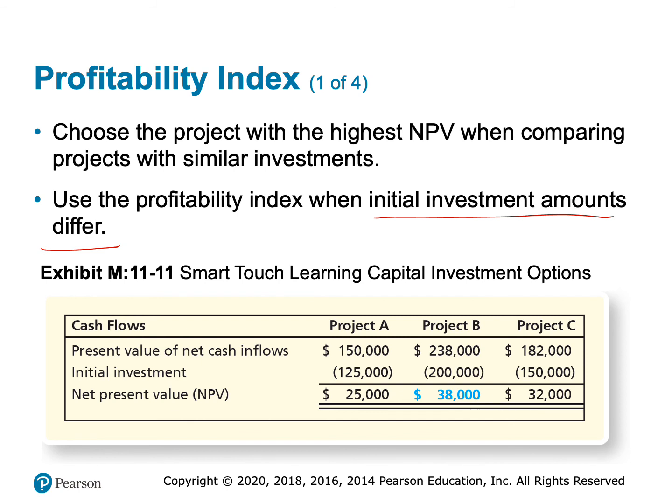But if the initial investment amounts are different, you can't just look at what the highest NPV is. You have to take it an extra step and calculate what's called a profitability index. So here we have 3 projects. Project A, which has an NPV of 25,000, Project B, which has an NPV of 38, and then Project C, which has an NPV of 32. So looking at this, I would think, oh, I want to accept Project B. It has the highest NPV. However, notice that they all have different amounts of initial investments, and since they have different amounts of initial investments, I've got to go ahead and calculate that profitability index.